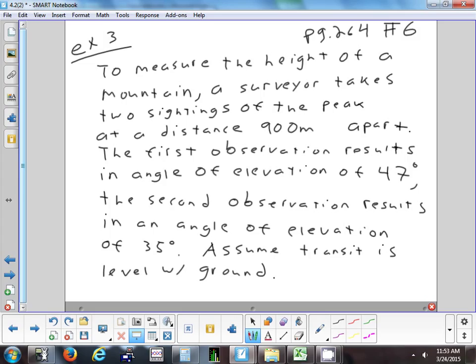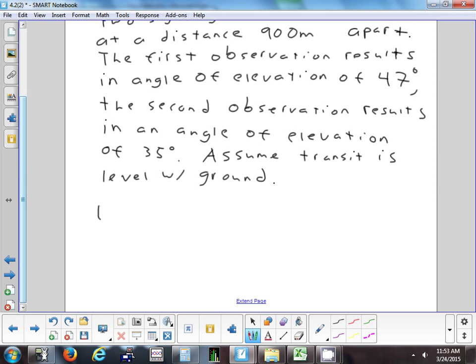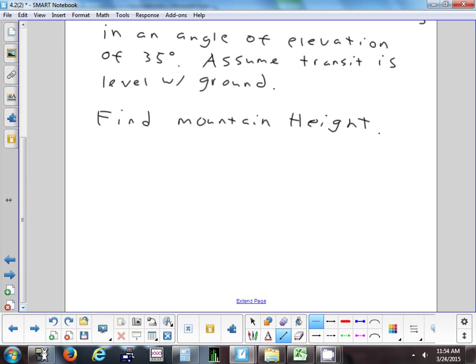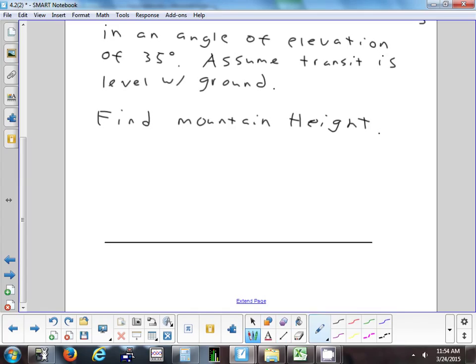So our goal is to find the height of the mountain. How do you find the mountain height? Well, first thing you want to do is try to set up a diagram. I've already kind of given you a hint, but in any kind of problem where we're talking about a mountain, you probably want a mountain, and something to put it on. So draw flat ground. There's our ground. There's our mountain.